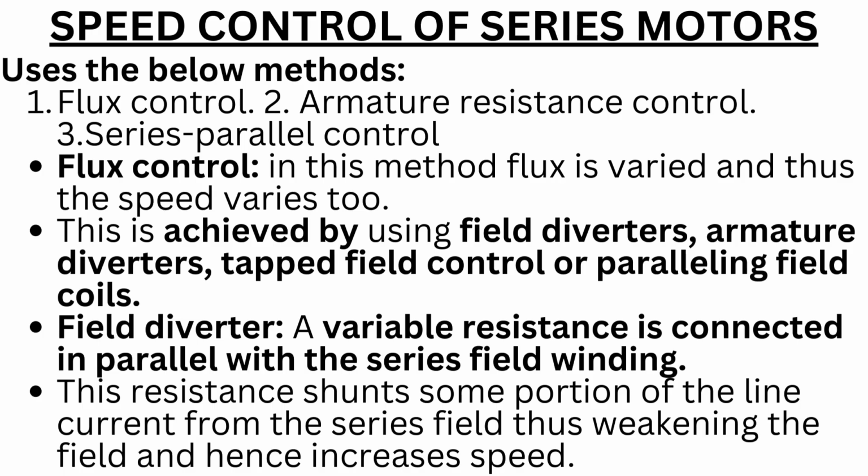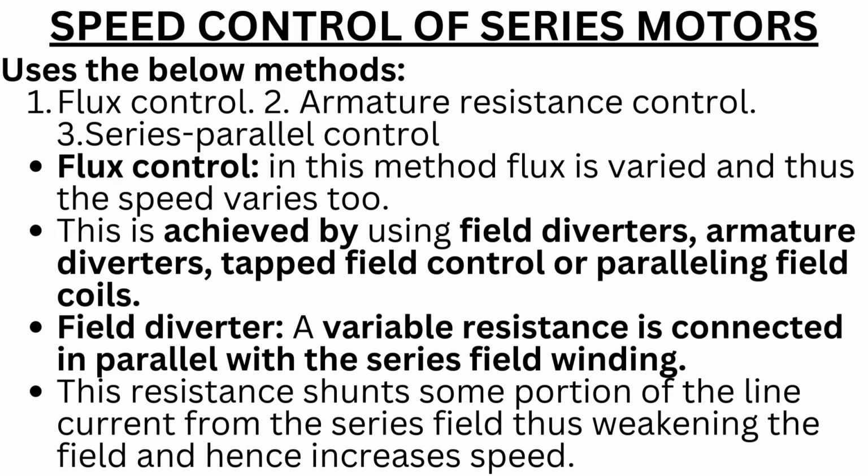Now let's look at the speed control of series motors. It uses the below methods. 1. Flux control. 2. Armature resistance control. 3. Series parallel control. Flux control. In this method, flux is varied and thus the speed varies too.